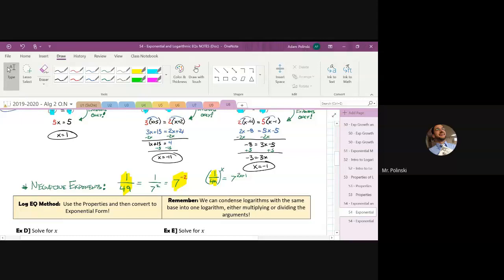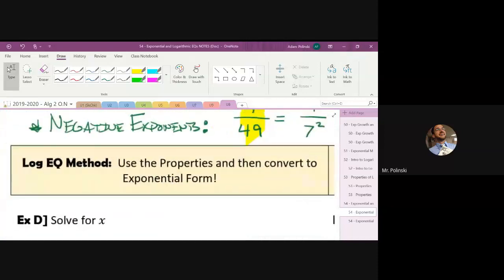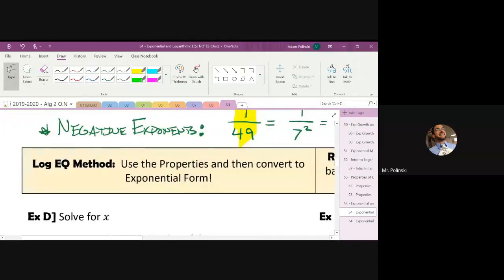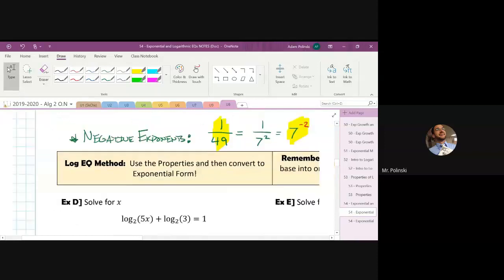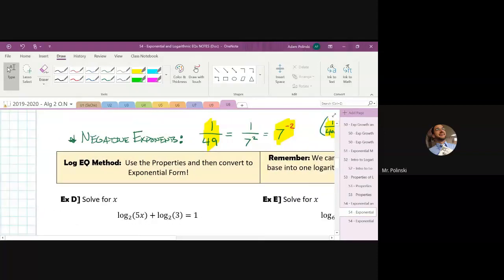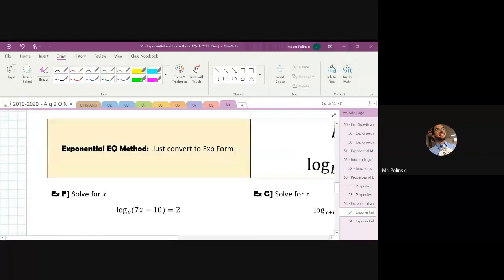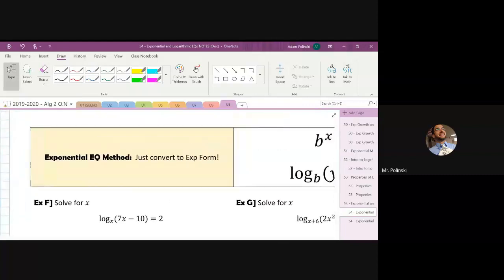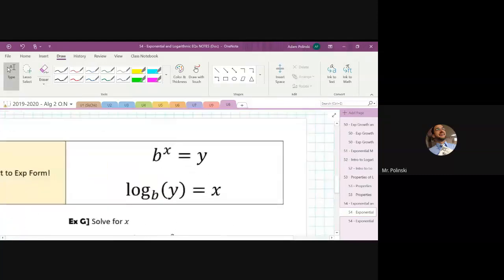Okay, so we're going to go ahead and move to the next section, which is the log method. The only log equations we're going to be doing are two different variations. We're going to go to the back side here to look at this graphic.